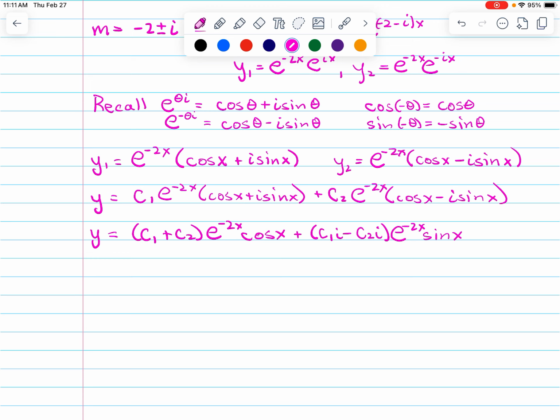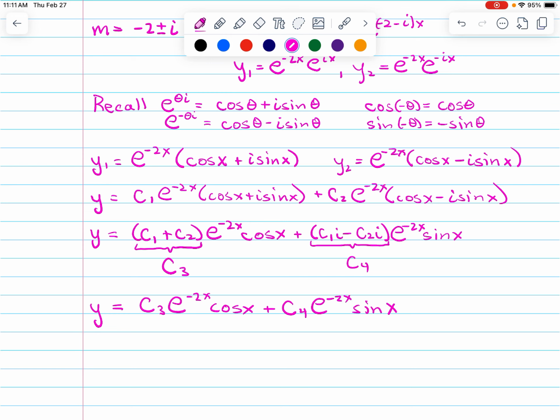Now you notice that this right here is just one big fat constant. And this right here is another constant. So let me call this C3 and this one C4. So here's my solution right here. I've got C3 e to the negative 2x cosine x. Over here, I've got C4 e to the negative 2x sine x, sorry about that. So this is the solution for that thing.